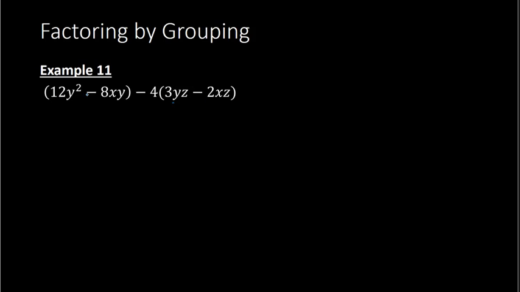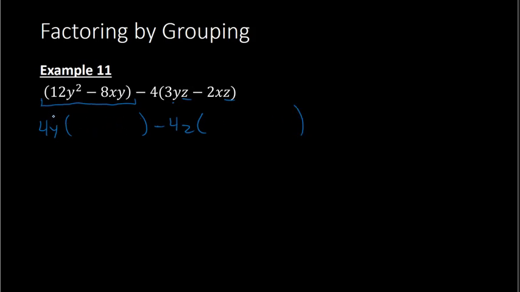So for both of these sets of parentheses, I can pull out a greatest common factor. For this first parentheses, 12y squared and negative 8xy, the greatest common factor would be 4 and y. All right, so I could pull that out. Over here, they both have a z in common, so I can pull a z out, so it's with the 4 outside. So the question is, what goes in the parentheses?